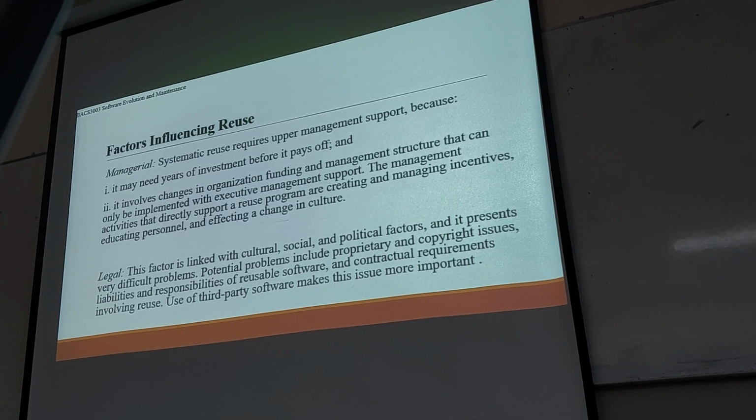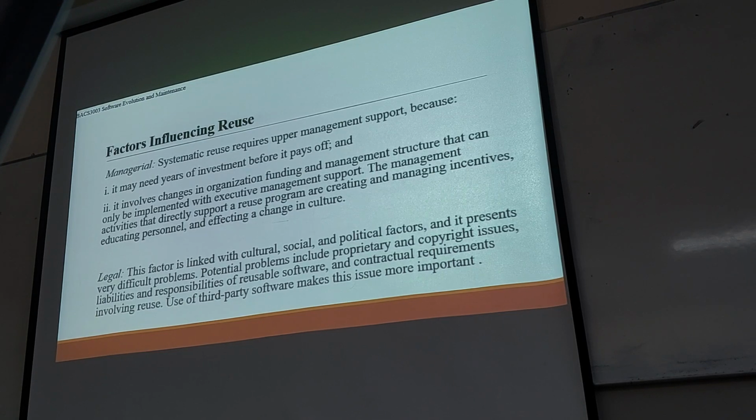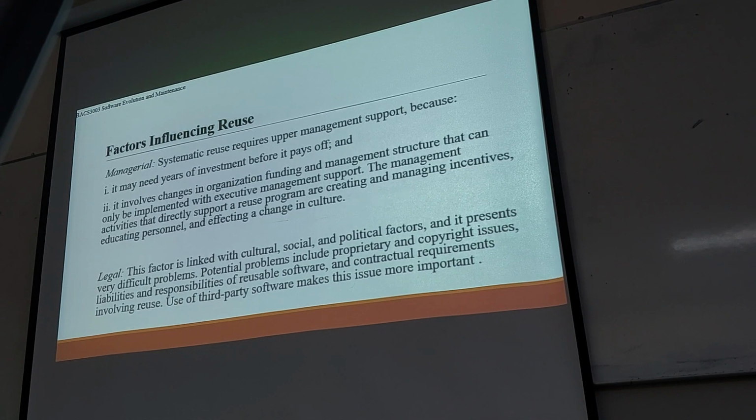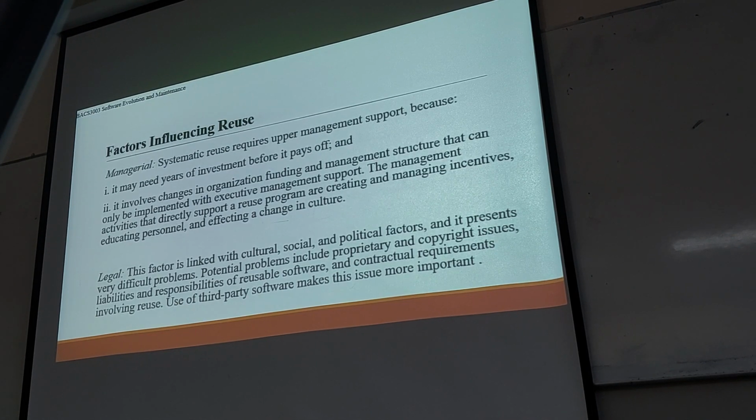Get it? So when you request the resources, somehow this will affect the company funding. If the company, let's say, has capital, then the company needs to allocate a certain amount of the capital to do the reuse. Let's say that it will affect the company.